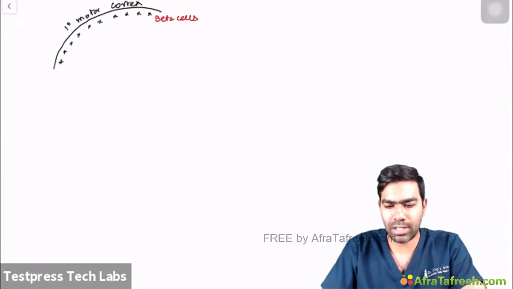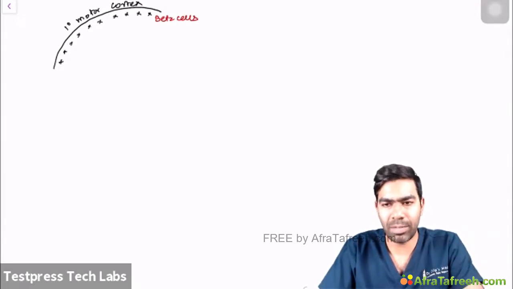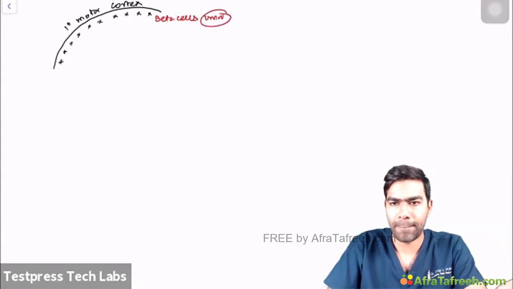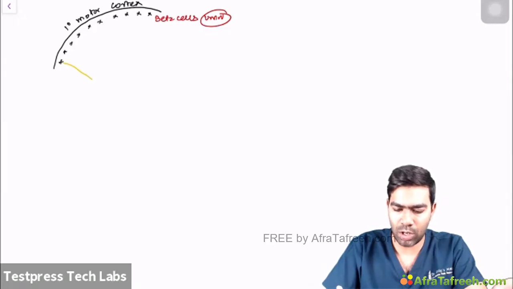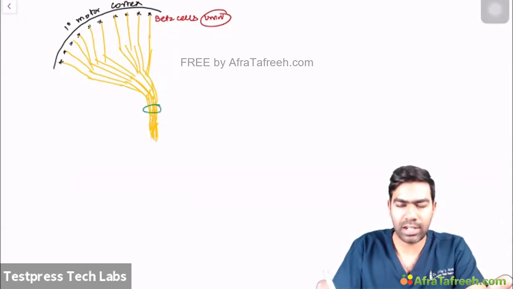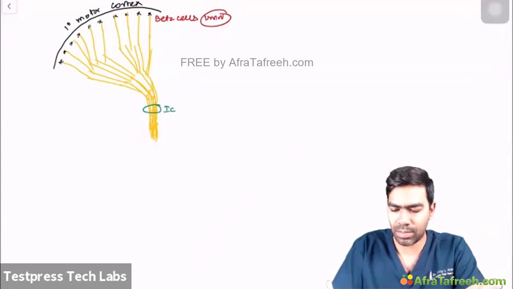What's going to happen is that these Betz cells are the UMN cell bodies, that is, upper motor neuron cell bodies. Then all these fibers are going to unite together, you can see. They come through a dense area, condensed, and these condensed, densely packed fibers are what we refer to as the internal capsule.